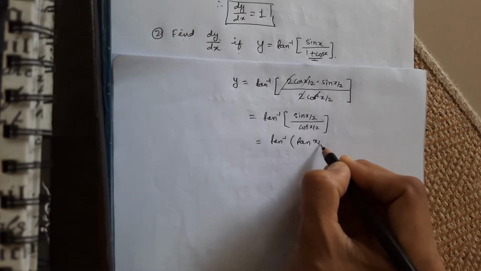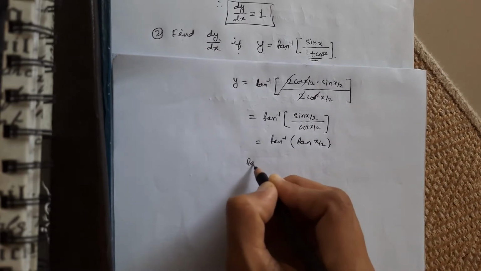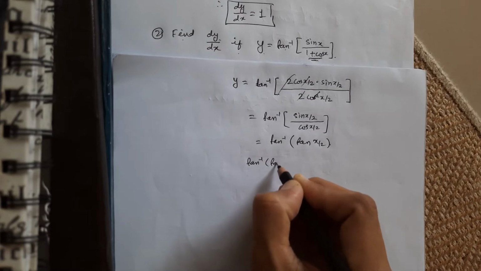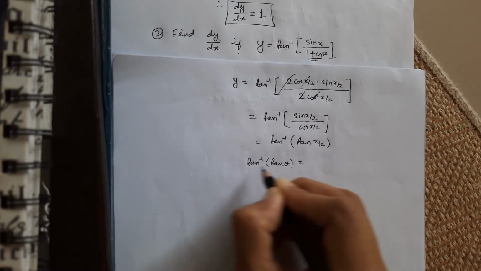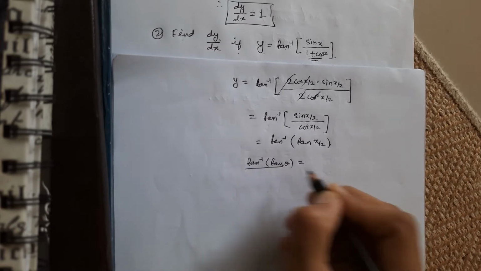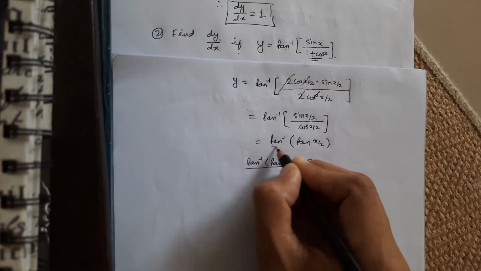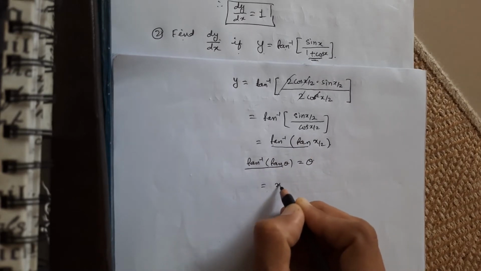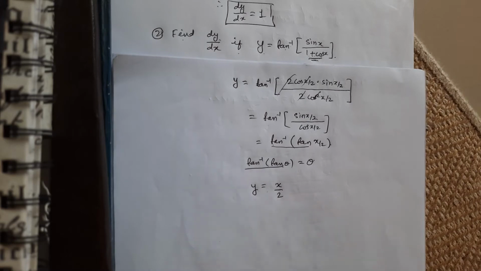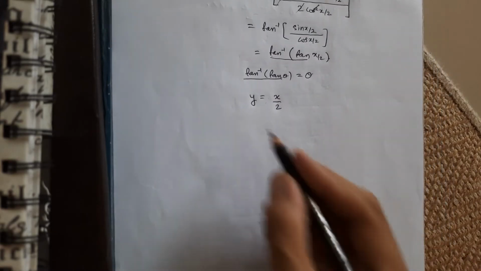tan x by 2. Again I am using the formula from the inverse property, that tan inverse of tan theta is theta. So this tan and tan inverse get cancelled, and I will get x by 2 here. So now I simply get y equals x by 2.